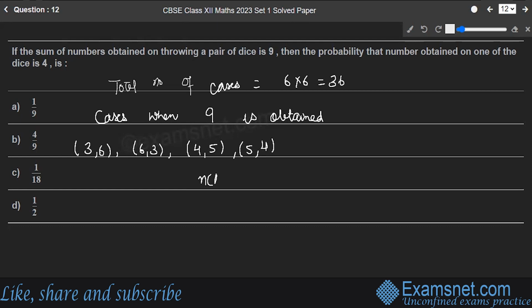So the number of such cases when you are having a sum of 9 is 4, right? Therefore, the probability of A to occur is 4 upon 36, that is 1 by 9. So the probability that you will get a sum of 9 on the dice is 1 by 9. Now, the question is the probability that the number obtained on one of the dice is 4.